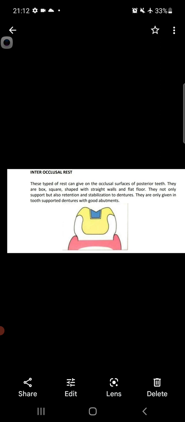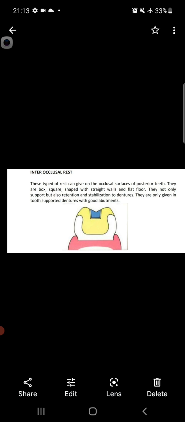They not only support but also provide retention and stabilization to the denture. If they ask in MCQs which type of rest also gives retention and stabilization to denture, this is the inter-occlusal rest. They are only given in tooth supported denture, like Kennedy class 3 with good abutments.